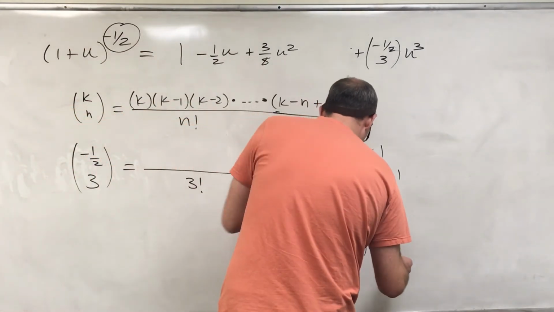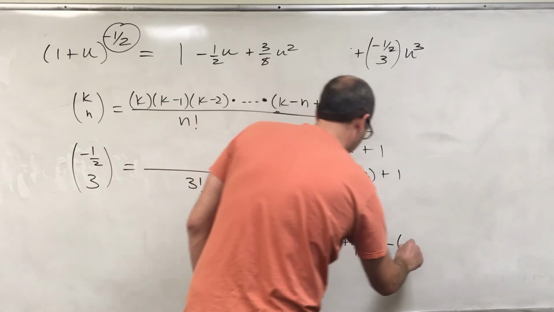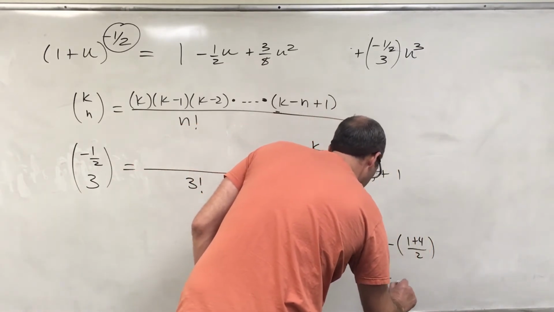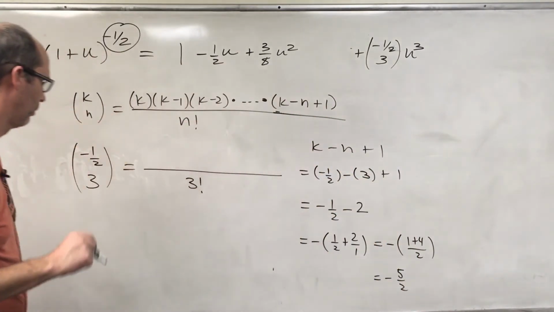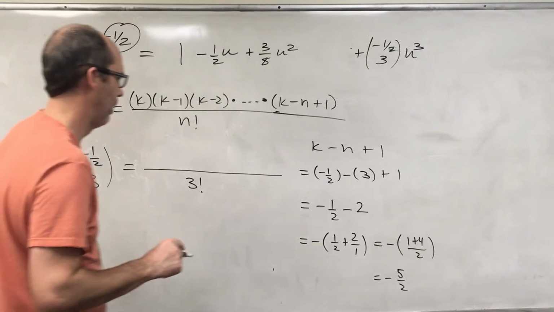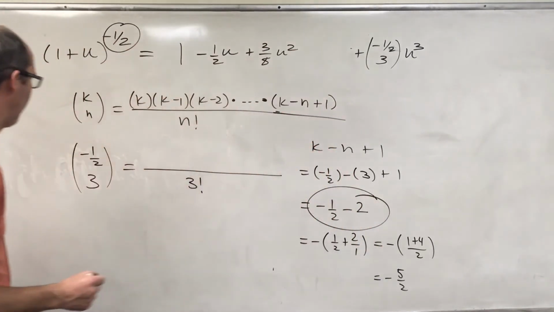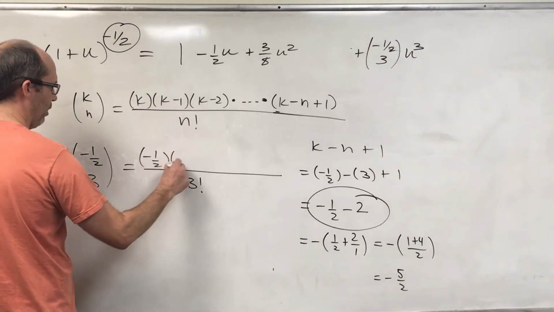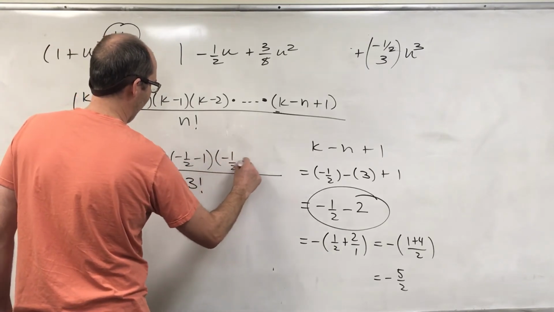You could find a common denominator if you wanted to. You could also just do this little trick. You've got, let's see, this is 1 plus 4 over 2, negative 5/2. So we stop at negative 5/2, which is also just that same negative 1/2 minus 2. Okay, so we've got negative 1/2, negative 1/2 minus 1, negative 1/2 minus 2.